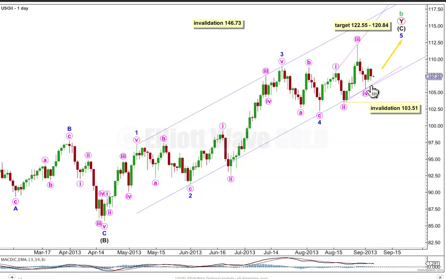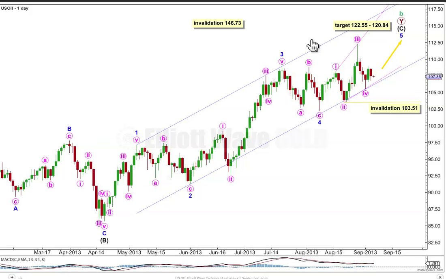For this wave count, I'm expecting a final fifth wave, a long drawn out zigzag structure which may end around about the target zone. At 122.55, intermediate wave C will reach 2.618 the length of intermediate wave A, and at 120.84, minor wave 5 will reach 2.618 the length of minor wave 1.